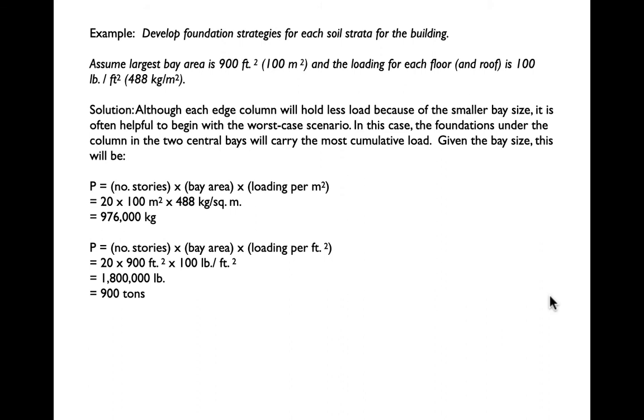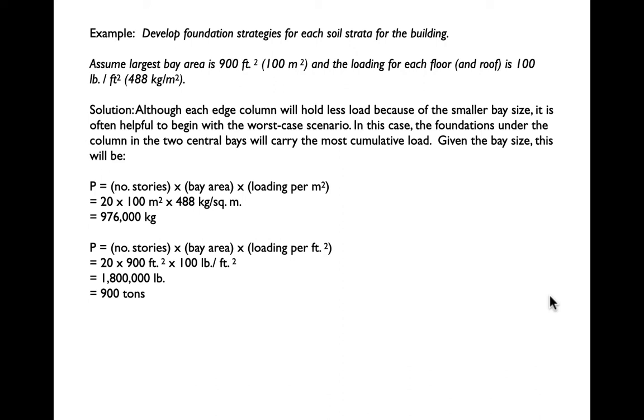So we will go with the worst case scenario, so a full bay area of 900 square feet. The edge column will only be carrying 450. The corner columns will only be carrying 225. But we'll start with the worst case.